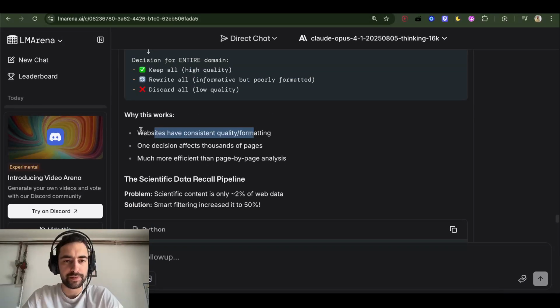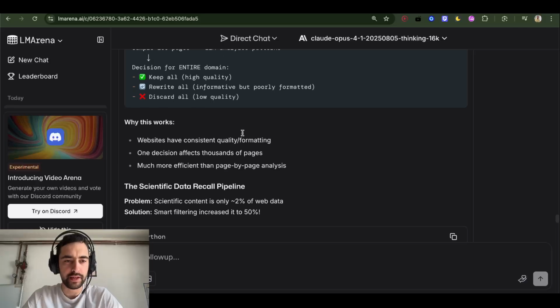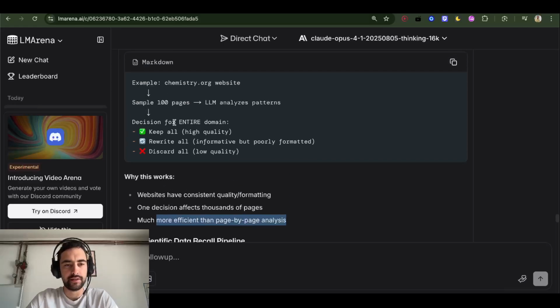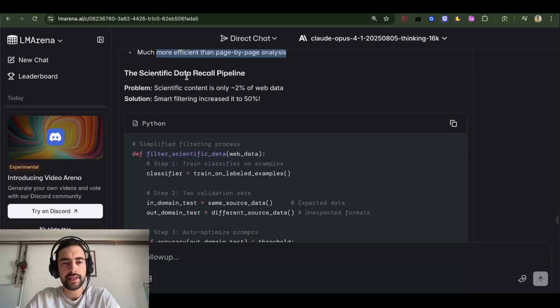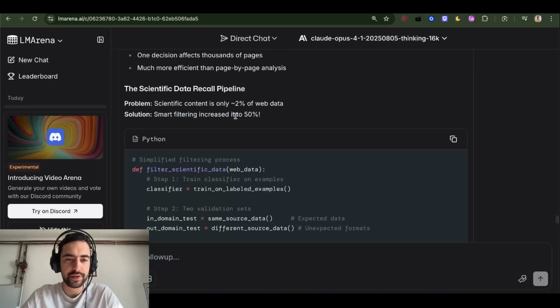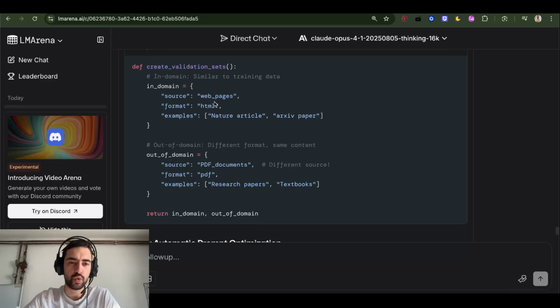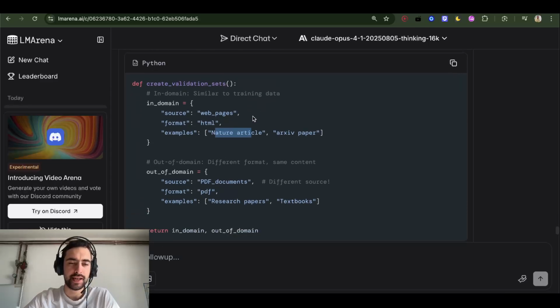Why does this work? Websites have consistent quality and formatting. One decision affects thousands of pages, much more efficient than page-by-page analysis. So they do it for the entire website. The scientific data recall pipeline. Problem: scientific content is only 2% of web data. That's actually more than I expected. Smart filtering increased it to 50%. They trained some AI models to classify, to recognize this data as scientific.